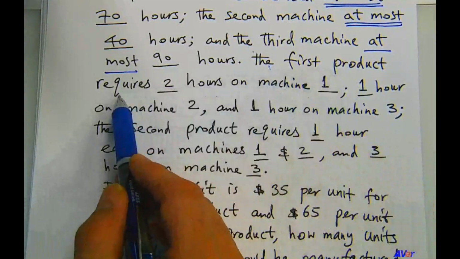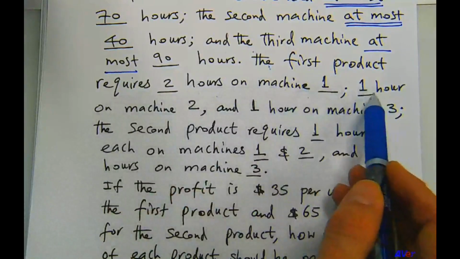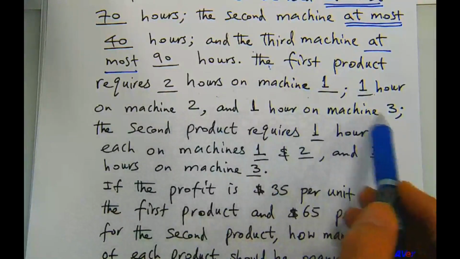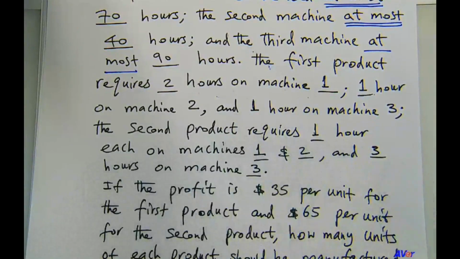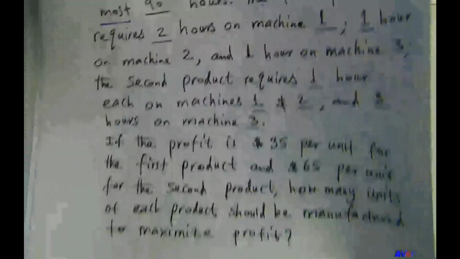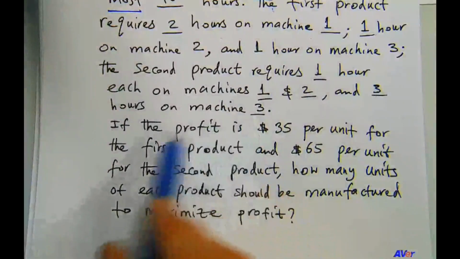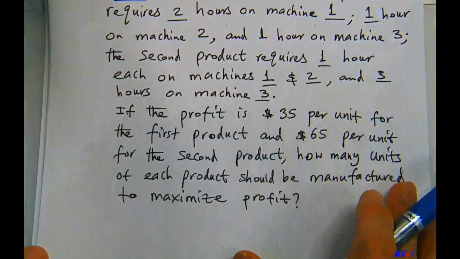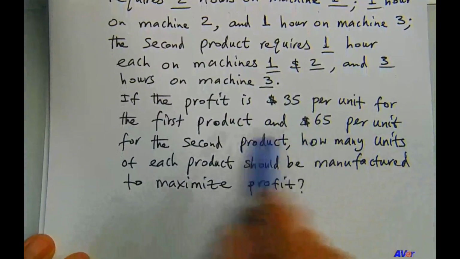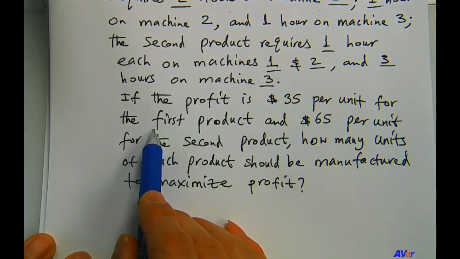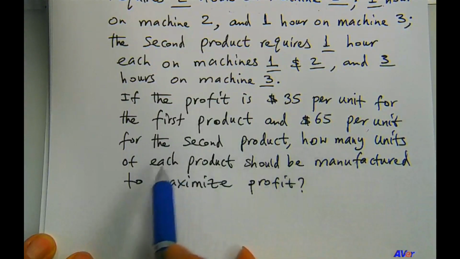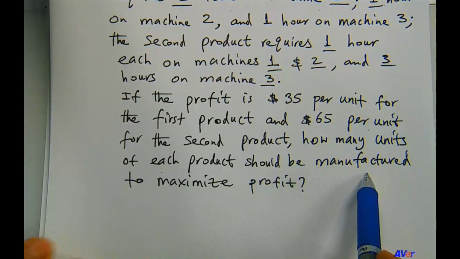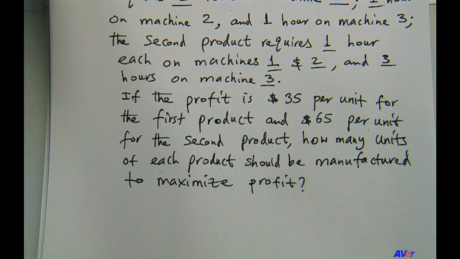The first product requires 2 hours on machine 1, 1 hour on machine 2, and 1 hour on machine 3. The second product requires 1 hour on each of machines 1 and 2, and 3 hours on machine 3. If the profit is $35 per unit for the first product and $65 per unit for the second product, how many units of each product should be manufactured to maximize profit?